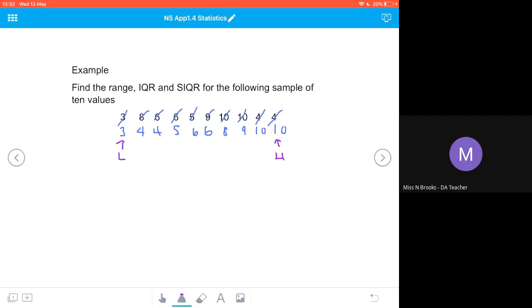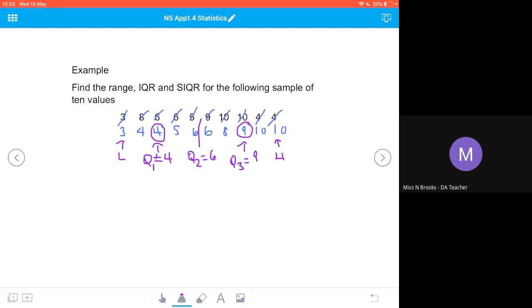So the median, the quartile 2, is in the middle quartile, and so our Q2 is 6 because we've got the same number on both sides. Our lower quartile is the middle number of the bottom half, and that's going to be Q1 equals 4. And then our Q3, or our upper quartile, is going to be the 9.